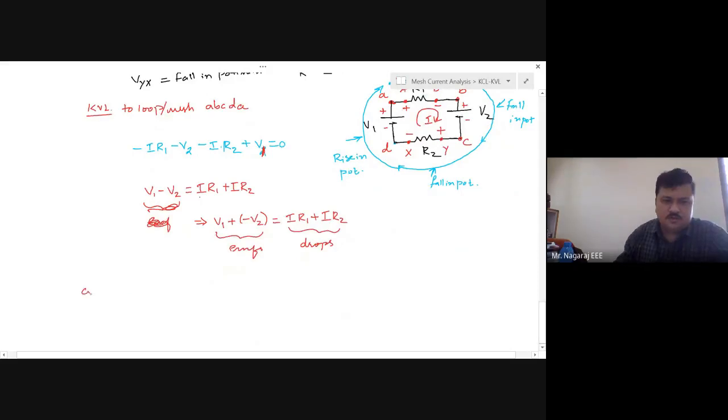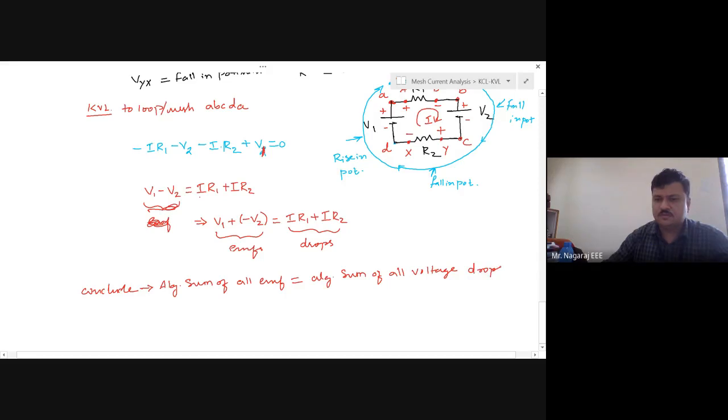So we conclude that the algebraic sum of all EMFs is equal to the algebraic sum of all voltage drops. So this is not the statement, this is the conclusion.